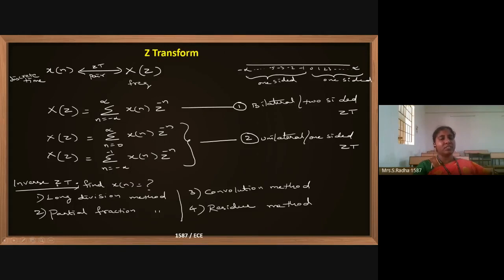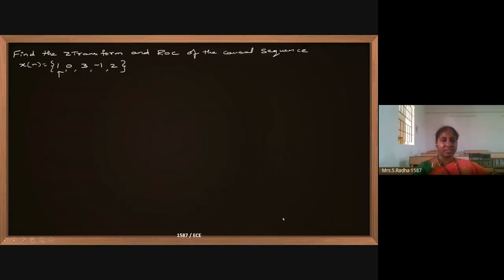For finding the inverse Z transform, we have 4 methods: long division method, partial fraction method, convolution method, and residue method. Now I am going to the first problem in Z transform.